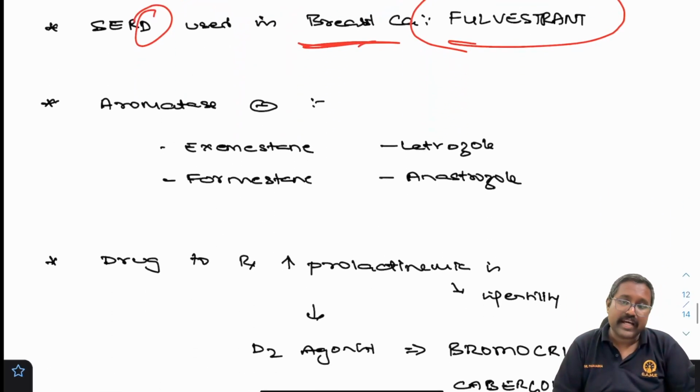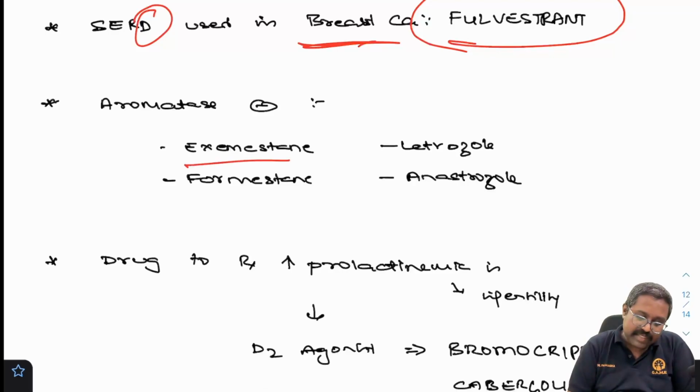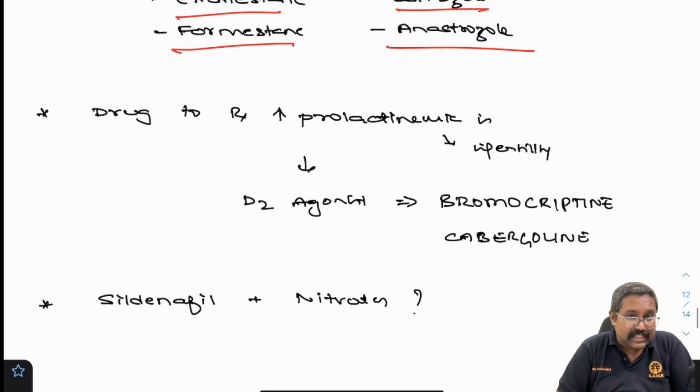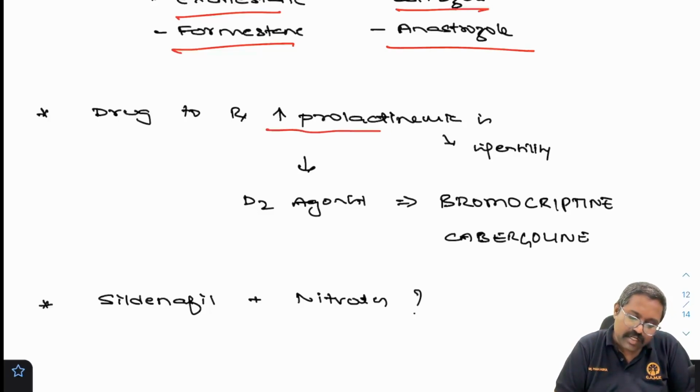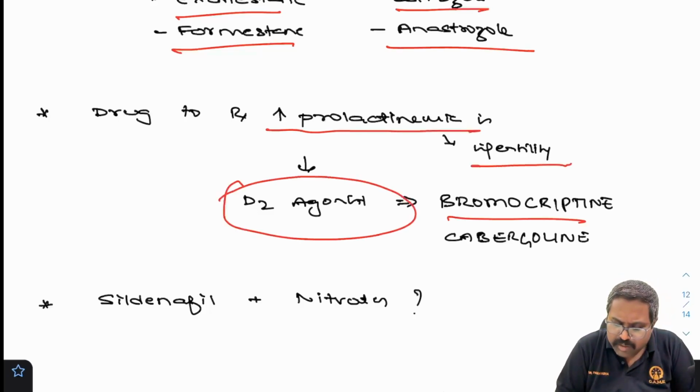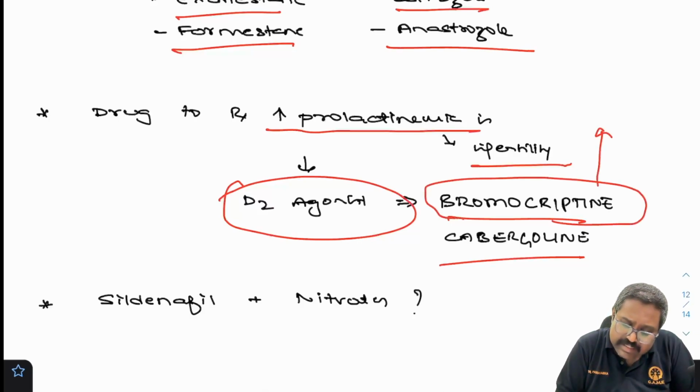So what are the examples for aromatase inhibitor? We have exemestane, formestane, letrozole, and anastrozole. Which is the drug that is used in the treatment of hyperprolactinemia, which is also responsible for infertility? So we use the dopamine agonists like the bromocriptine and cabergoline. Please remember, recently the bromocriptine has also been tried in the treatment of diabetes mellitus.